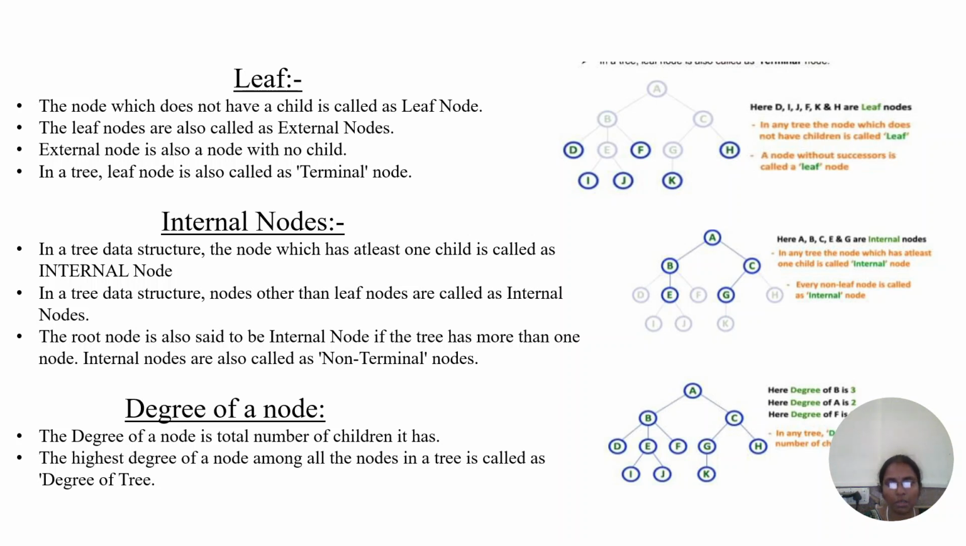In this given example, the node B has 3 children, which is the highest number of children, so the degree of the tree is 3. If you are asked for the degree of A, it is 2. If you are asked for the degree of the tree, it is the highest number of children in the tree, so it is 3.